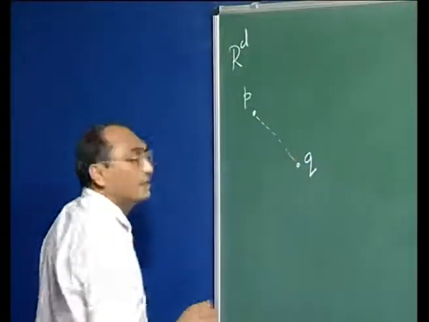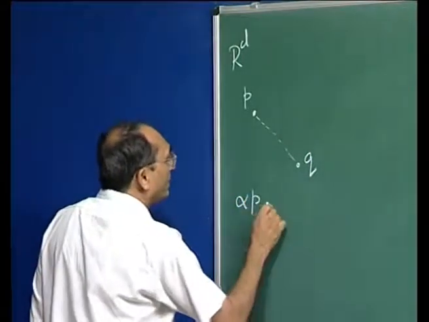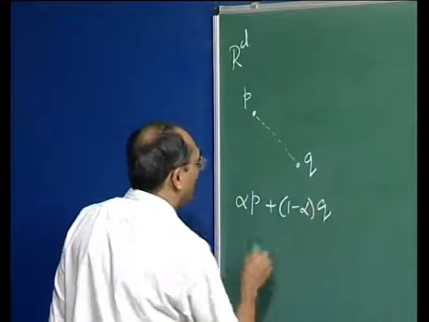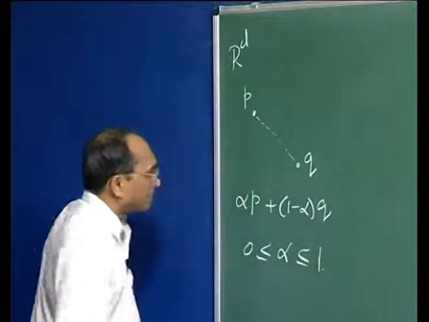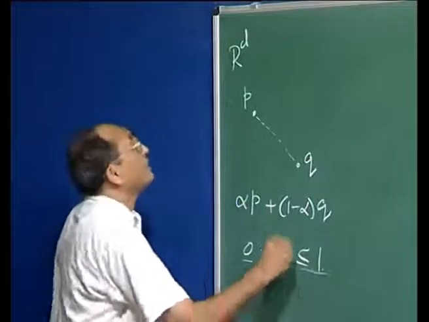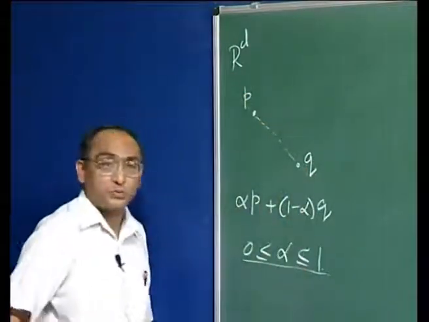The segment is defined by alpha P plus (1 minus alpha) Q, where alpha varies anywhere from 0 to 1. If we remove the restriction given here, then this describes the entire line passing through these 2 points.